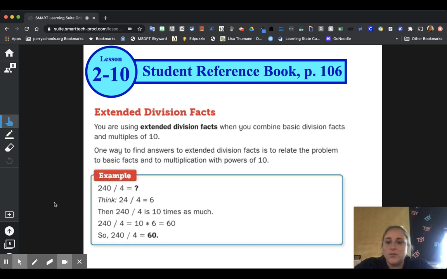Here is an example for you. 240 divided by 4. Well, you can ignore that 0 with those powers of 10, and you can think about 24 divided by 4. We can do that one easily because we know 4 times what is 24? 4 times 6. So 24 divided by 4 equals 6. Then you go back to your original problem of 240 divided by 4, and you see that 240 is 10 times as much. So 240 divided by 4 equals 10 times 6, or 60.